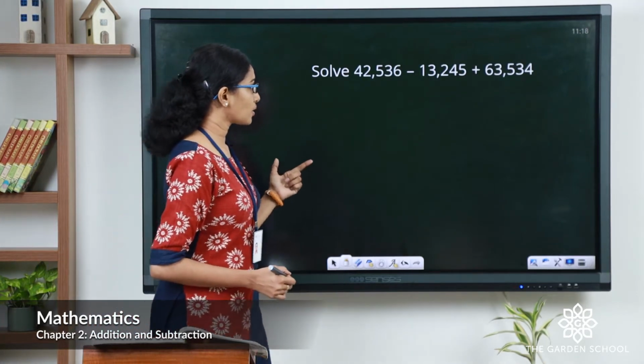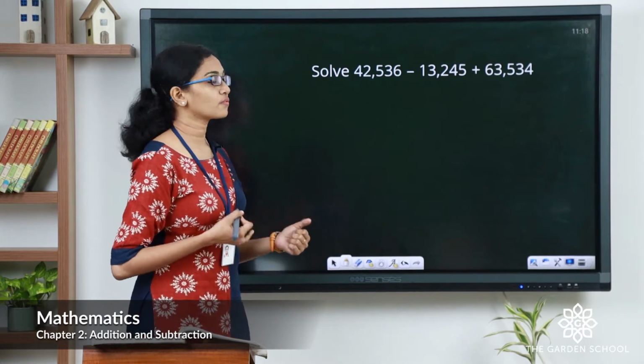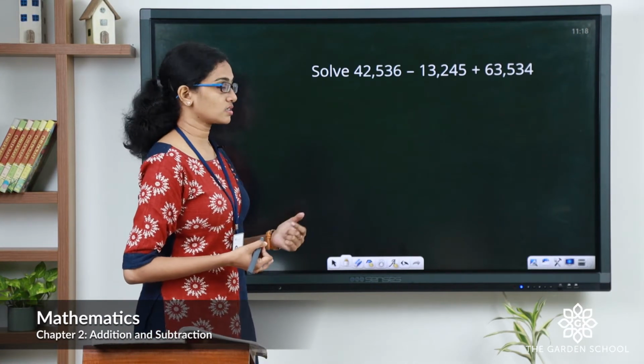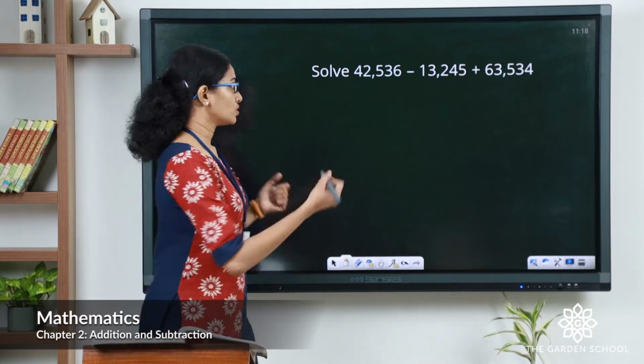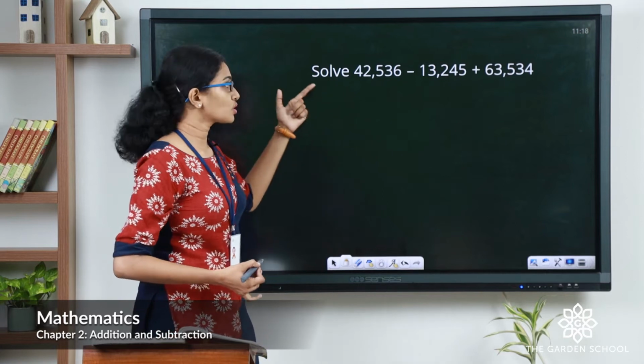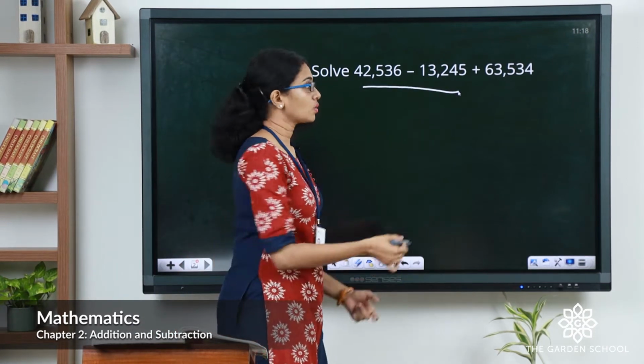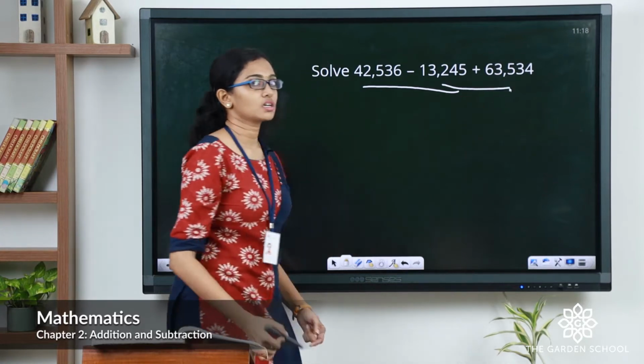Solve 42,536 minus 13,245 plus 63,534. So, you have both addition and subtraction in the same question. So, which one will you do first? Will you do this part first or will you do this part first?